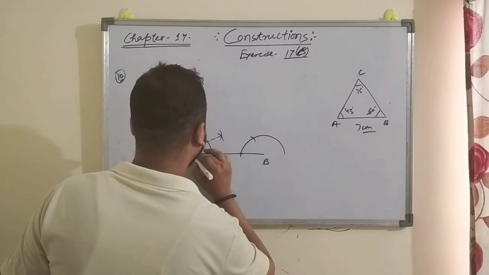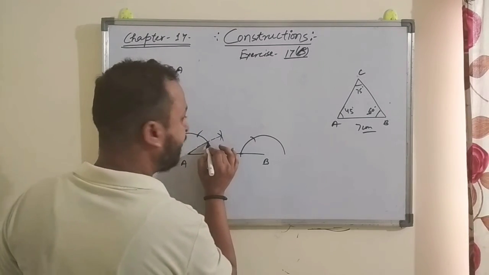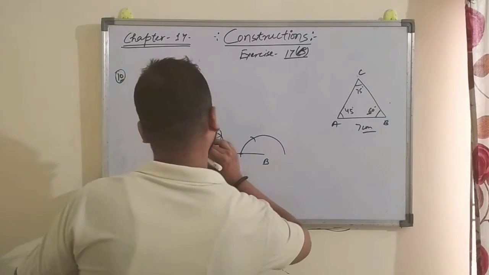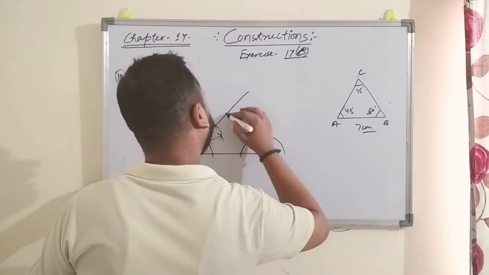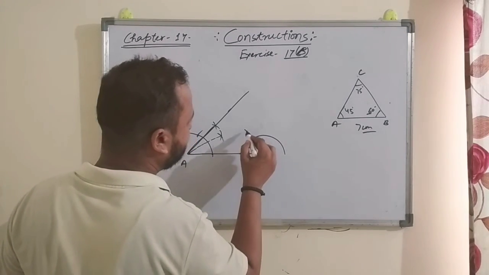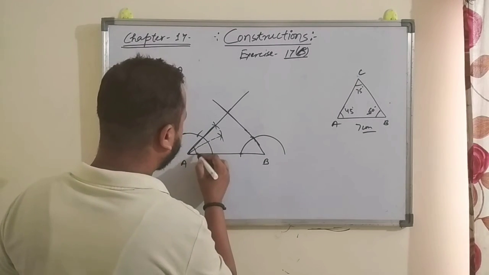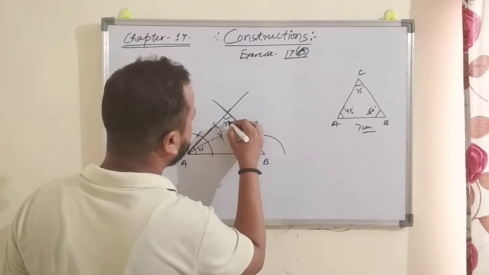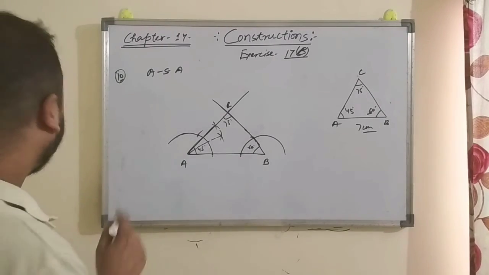We only require this point. So from here and here, with the same radius, draw two arcs. Right here you will get the 45 degree angle. Extend the line, and from this 60 degrees, extend the line. So here this is 45 degrees, here this is 60 degrees, and if you measure them, you will get 75 degree here. This is point C. So this way you are going to construct it.